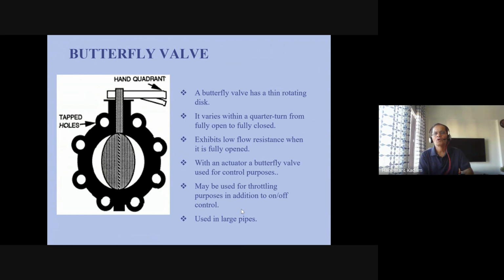So the butterfly valve has a thin rotating disc. This one varies within a quarter turn from fully open to fully closed. So there is no control, either fully open or fully closed. Maybe used for throttling purposes in addition to on-off control. Used in large pipes. In the large pipes, you will see butterfly valves.